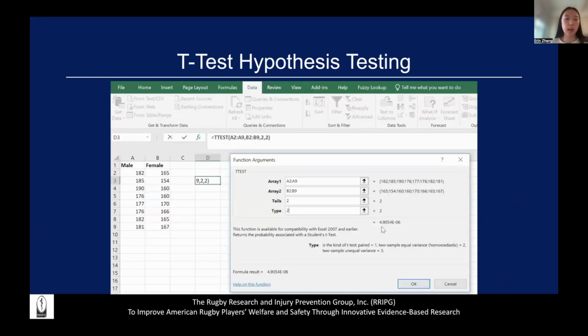So, like we learned last week, you can use Excel to do many types of functions, and there's the t-test function. So, yeah, I'm not going to get too much into this, but basically, using the t-test function, you can plug in your data, and then it will give you the p-value right here.